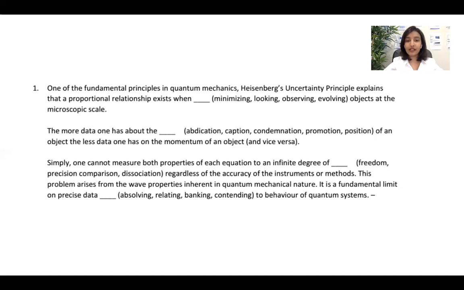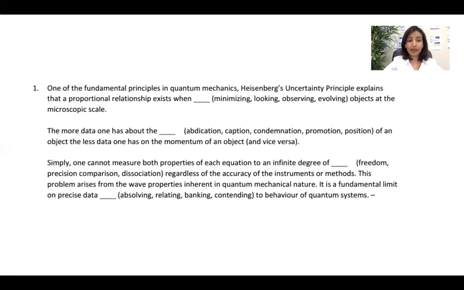So the clue here is regardless of the accuracy. So a word in the options which is related to accuracy is precision, or sorry, regard infinite degree of precision. Simply one cannot measure both properties of each equation to an infinite degree of precision, regardless of the accuracy of the instruments, because they are talking about accuracy. Accuracy and precision are very similar things, like how accurate the value is, how precise the value is, how precise the machine is in calculating these particular variables.